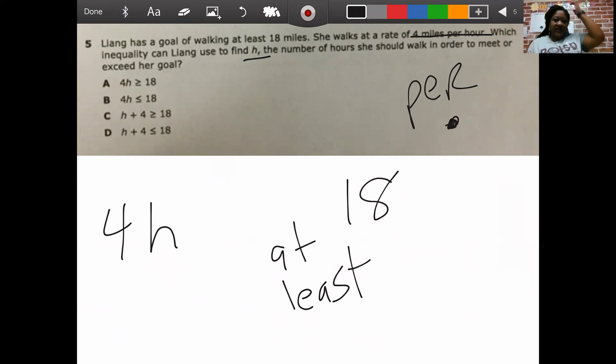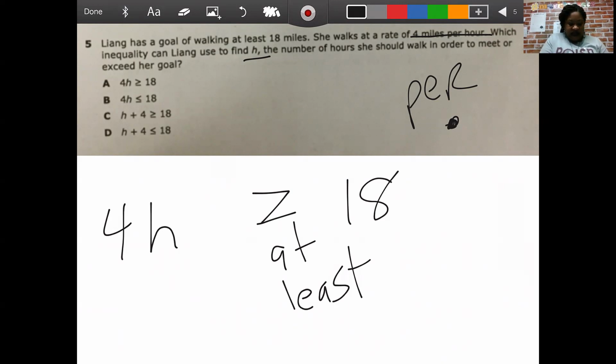Which inequality can Leon use to find H, the number of hours she should walk in order to meet or exceed her goal? So at least, if you look at your notes, the notes for test, it will tell you which direction your sign should go. If it has to be at least 18, that means it can equal 18. Can it be under 18? No. It has to be at least 18. So it could be 18 or higher. So that means 4 times H can equal 18, or it can be higher.